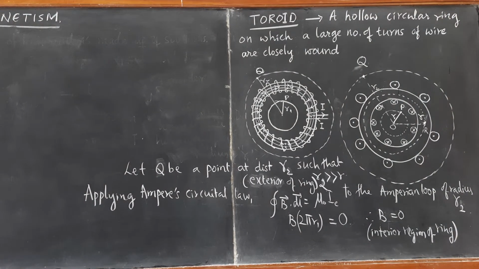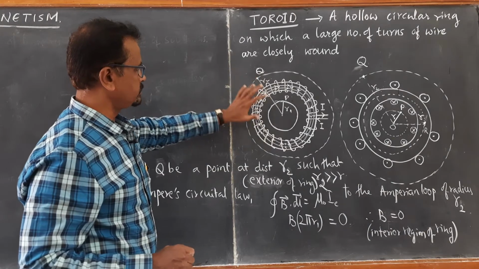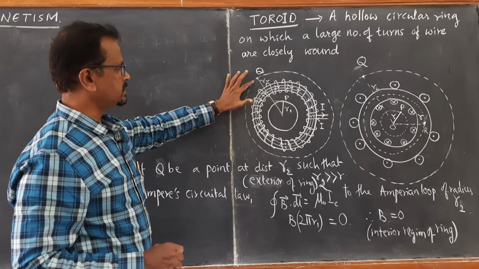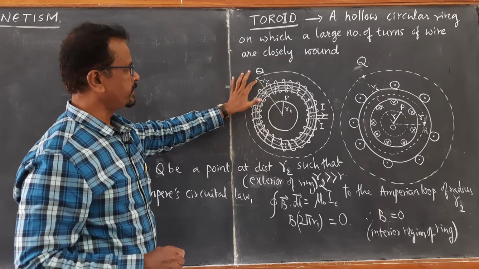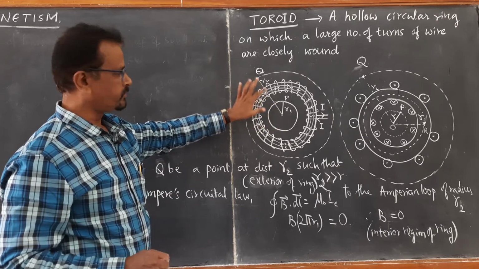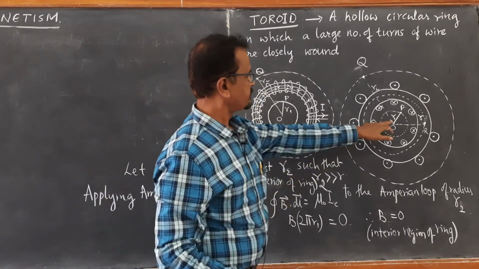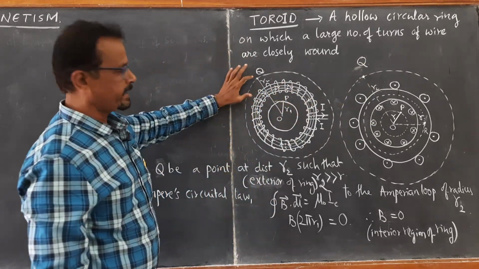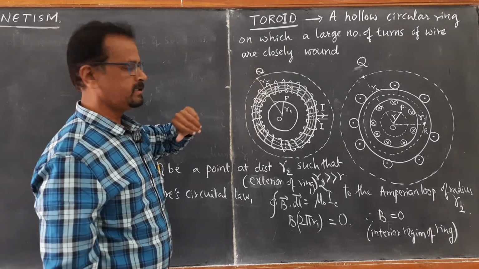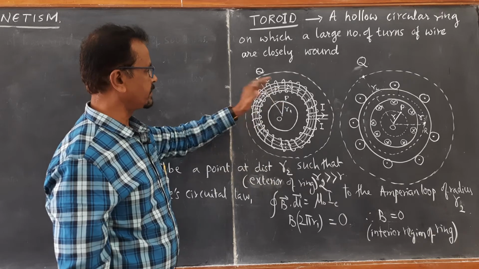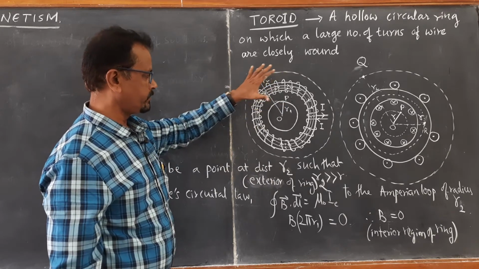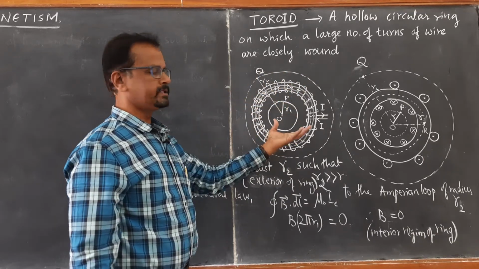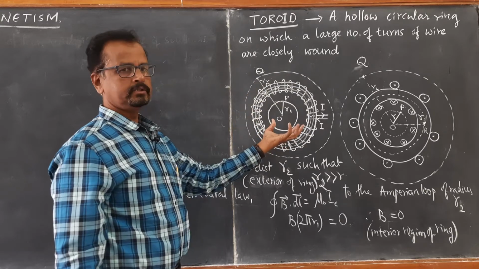Now, look at it. Consider a point Q just outside the toroid, just outside the hollow ring, at a perpendicular distance r2 from the center. The same point I have drawn here. Now I want to calculate the magnetic field at this point Q outside the toroid, exterior of the ring. So, what do I have to do? Again, I have to draw an Amperian circular loop to include the entire current, the entire toroid.